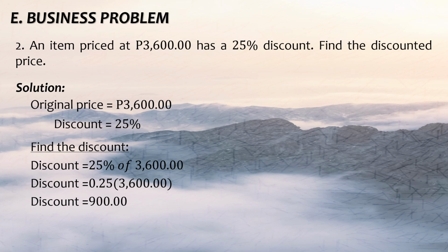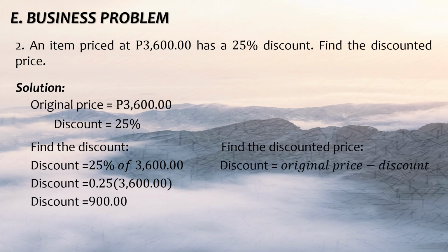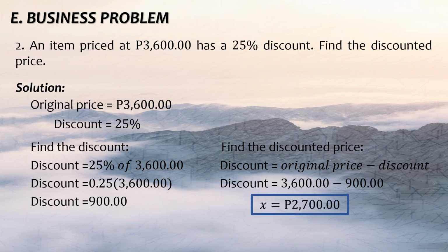And then, para naman makuha natin yung discounted price, we have the given formula. Discounted price equals original price minus the discount. So, i-minus natin ang 3,600 doon sa nakuha nating discount, which is 900 pesos. Therefore, the value of x is 2,700 pesos, which is the discounted price.